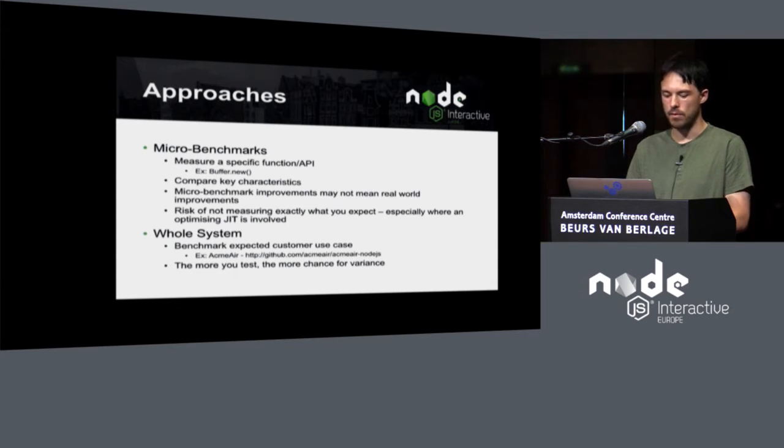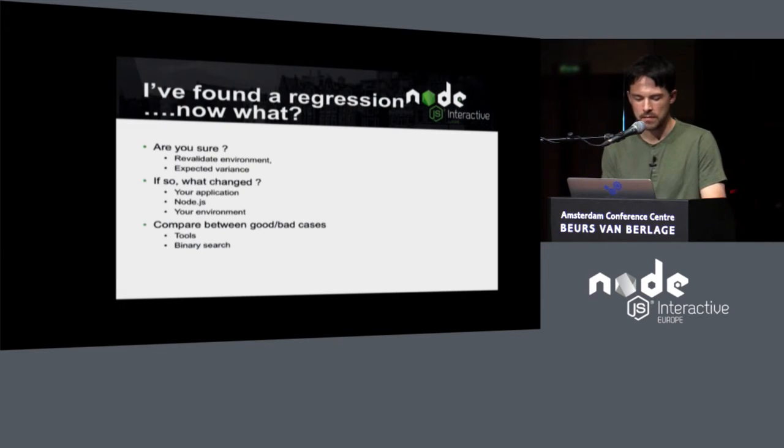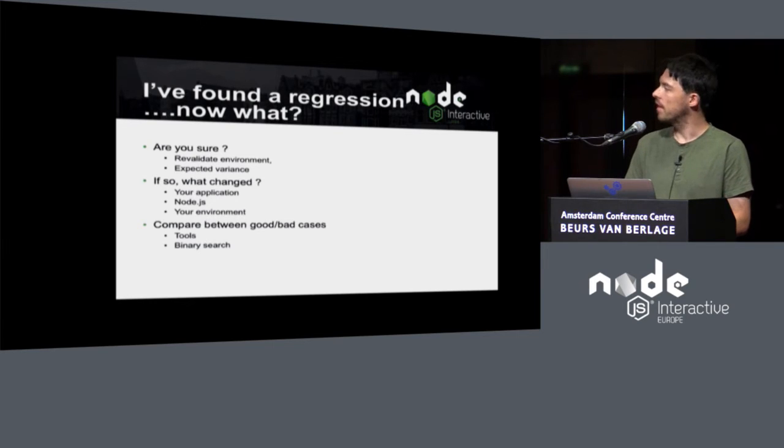So whilst you may get more reliable data from a micro benchmark, you could perhaps argue that you may get more useful or real-world data from a whole system benchmark. So if you followed all of these and then you think you've found a regression, what should you do now?